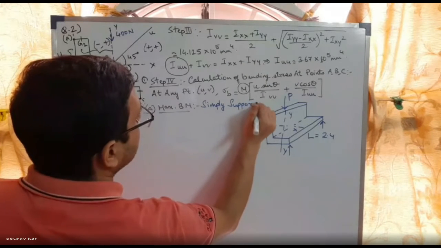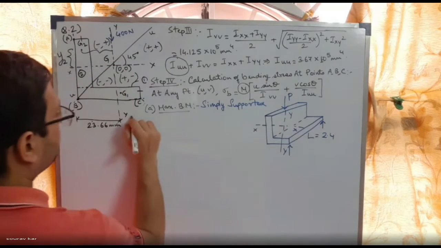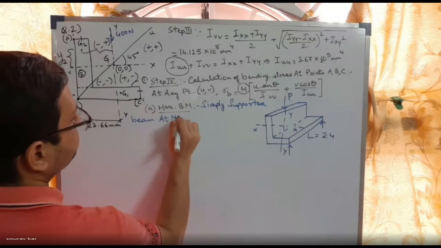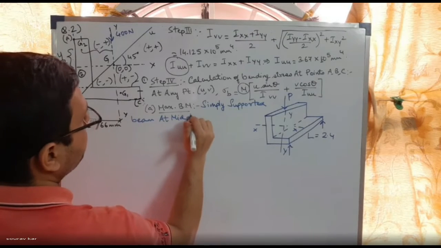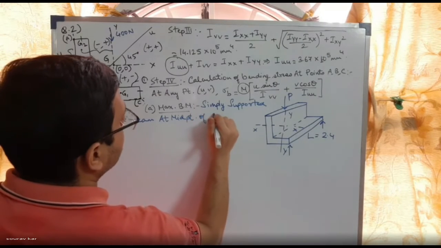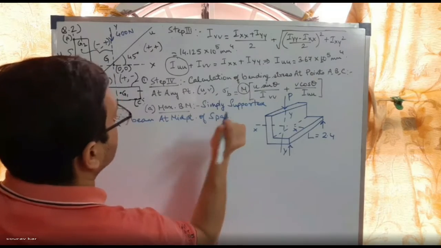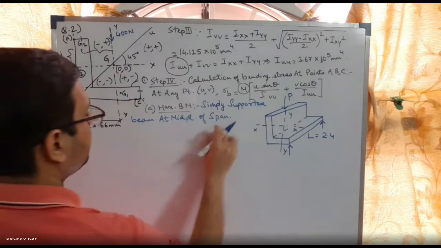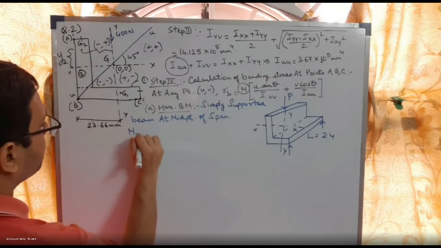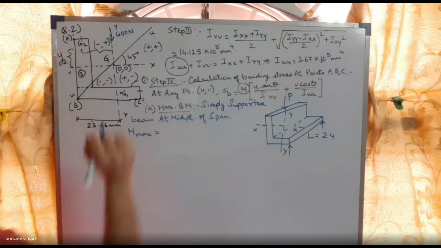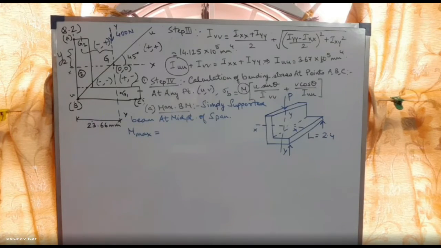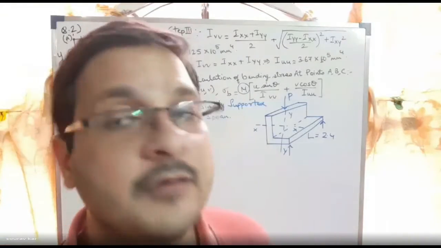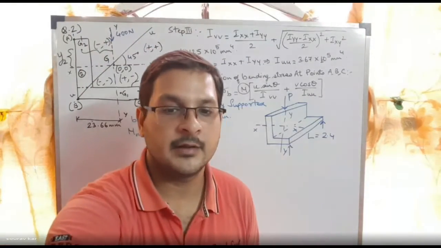Simply supported beam, point load at midpoint of span. Okay, so what will be the maximum bending moment? Anyone please tell me. If there is a point load at midspan of a simply supported beam, what will be its maximum bending moment? Very simple.